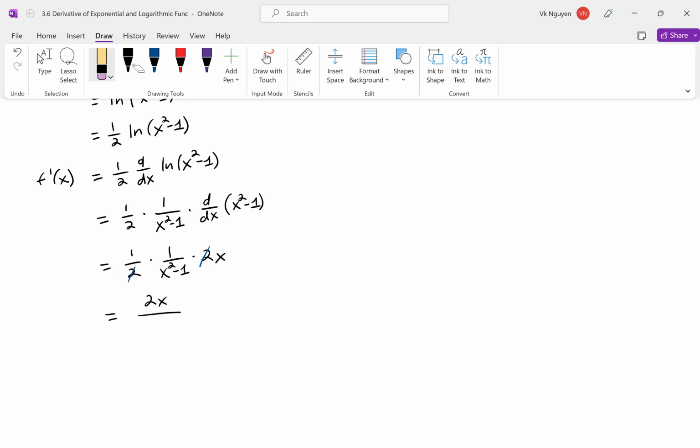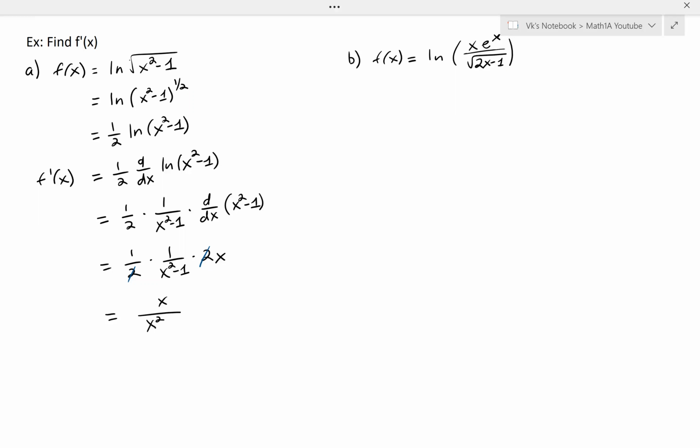And that just gives us x over x squared minus 1. Yay, got 1. In B, f(x) equals ln of the quotient x e to the x over the square root of 2x minus 1.